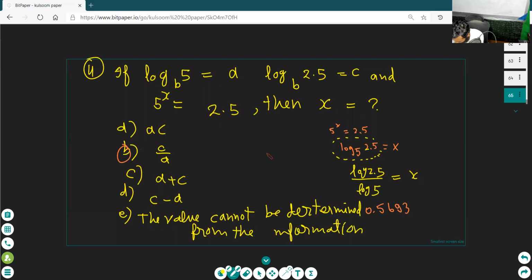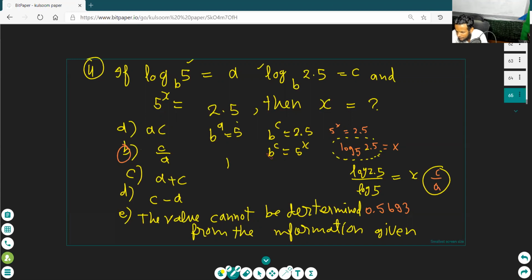How can you write C upon A? Here, log 2.5, which they gave you as C, is going to be C over A, and log 5 is A. So C over A. You can find it as: log base b of 5 is A, log base b of 2.5 is C, and 5 to the power x is 2.5.